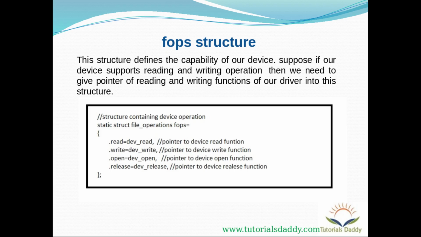But how will the Linux kernel know that for reading this particular device it has to call this function, or for writing this particular device it has to call this function? So this is the mapping which tells the Linux kernel: if a read call comes for my device, call my dev_read function. If a write call comes for my device, call the dev_write function. If an open call comes for my device, call the dev_open function. If a release call comes for my device, call the dev_release function.